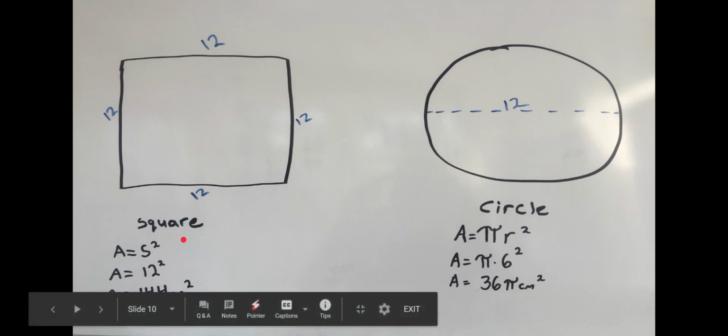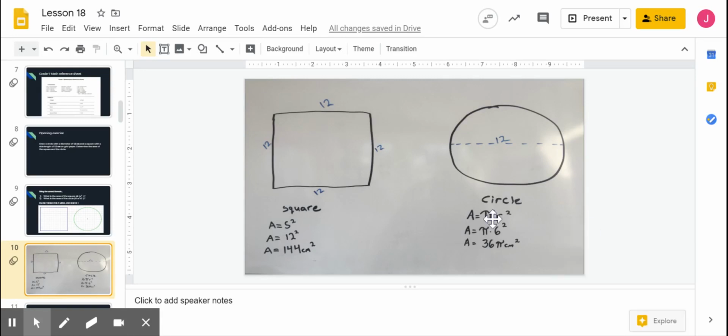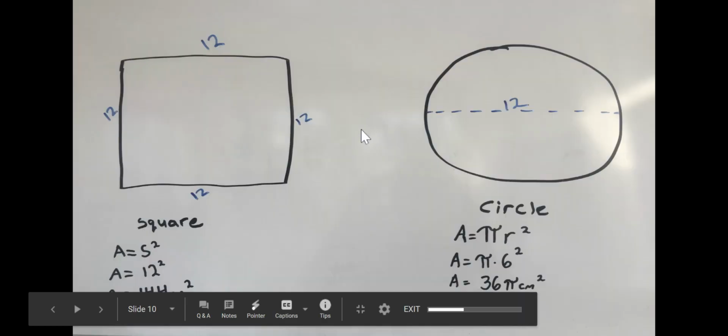Now, if we're solving for area, we're looking for the area. So we did 12 squared, and we ended up getting, hold on, what's going on here? This can move, exit. Oh my God, I messed up. All right, here we go.